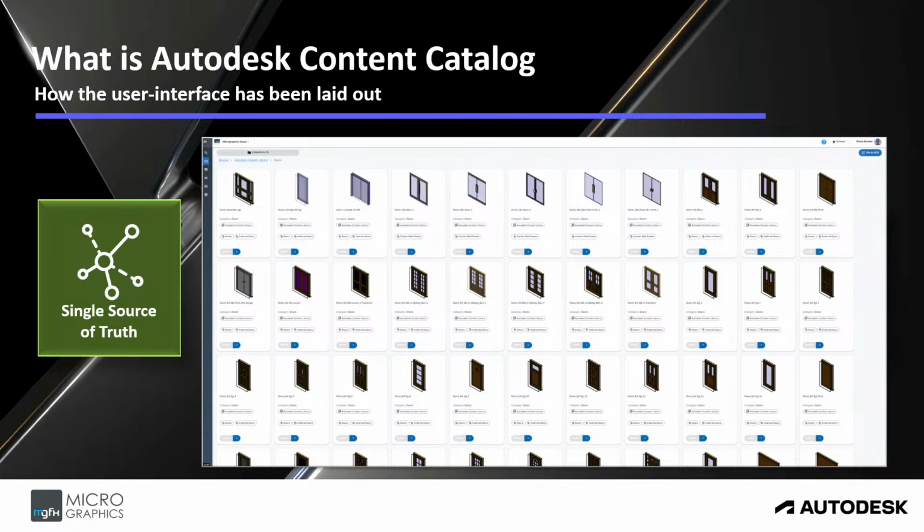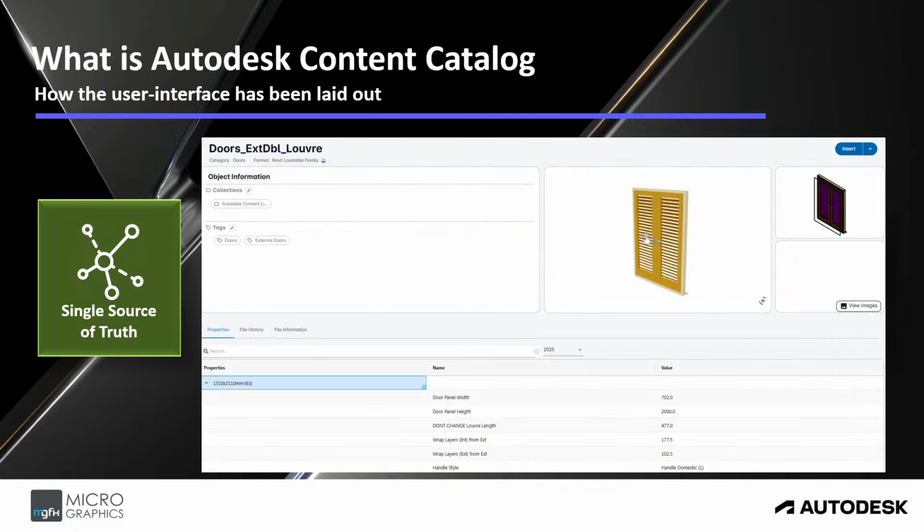Additionally, find content you need quickly with the dynamic granular search function, such as the door. Select your door and view your door for additional information. You will see the properties at the bottom of the screen, the panel width, height, louver, all the information.